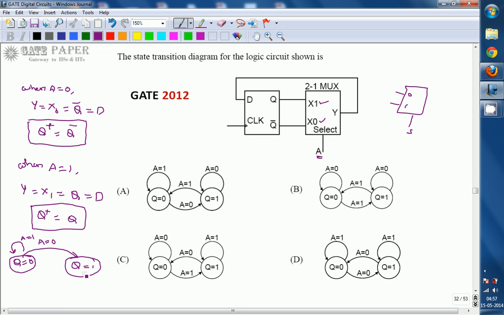Similarly, if the present state is q equal to 1 and you give A equal to 0, it goes to the q equal to 0 state, and if you give A equal to 1, it stays in the same state according to our equations. So this is the state diagram for the given question, which resembles option D. So the right option for this question is D. Thank you.